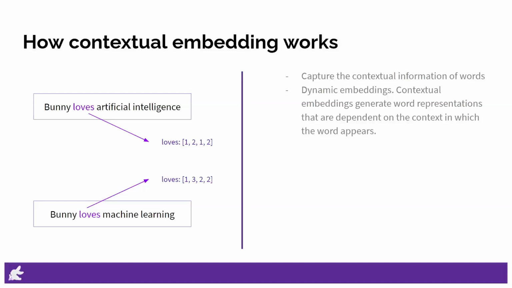For example, we have two sentences: Bunny loves artificial intelligence and Bunny loves machine learning. Loves exists in both sentences, but the embedding for this word can be different. One of the major reasons is that the same word may have different meanings in different sentences. For example, apple can refer to one of the fruits, while it can also refer to the company too.